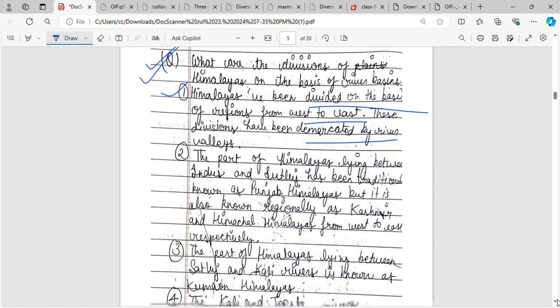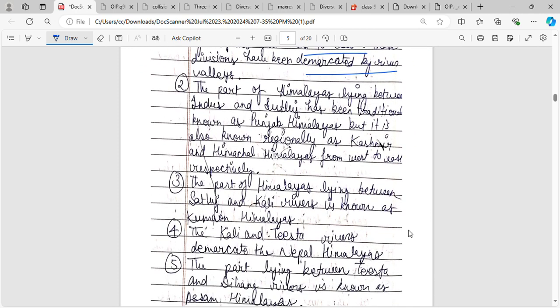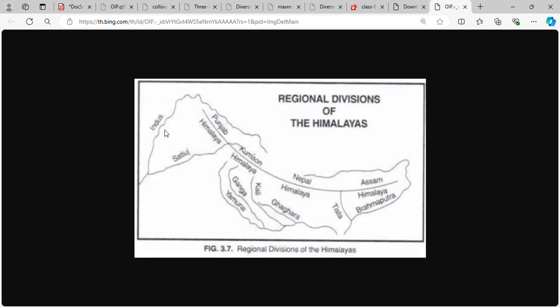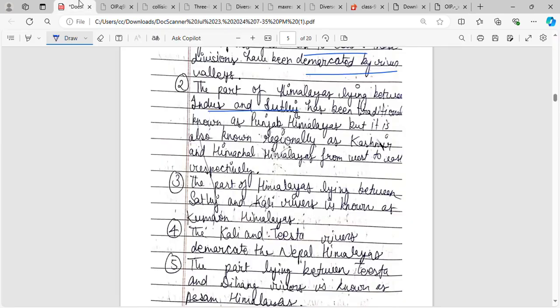Next, the Himalayas lying between the Indus and Satluj. See here, this is the Indus river and this is the Satluj river. The Himalayas between these two rivers have been traditionally known as Punjab Himalayas, but they are also regionally known as Kashmir Himalayas, from west to east respectively. Punjab Himalayas are also known as Kashmir Himalayas, remember.